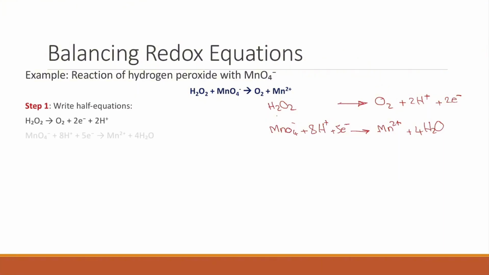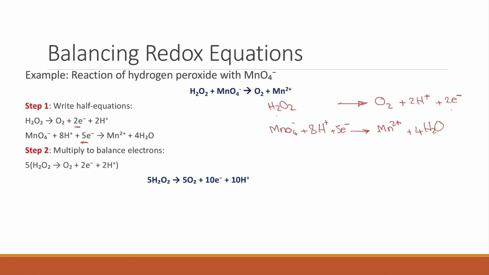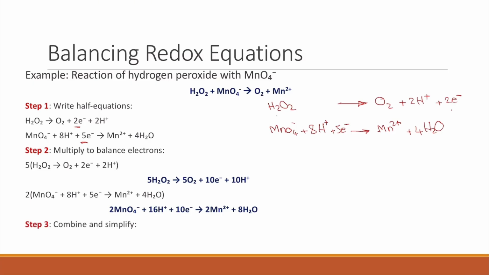Now we have these two half equations as we've written them. Now we need to add these two together. Before we add them, we need to balance the number of electrons, so it will be the same for the oxidation reaction and the reduction reaction. There are 2 in the oxidation and 5 in the reduction. We can make them both 10 by multiplying the first equation by 5 and multiplying the second one by 2, and that will give us 10 electrons for each of these. Just add the 2 equations, combine these 2 together and simplify.